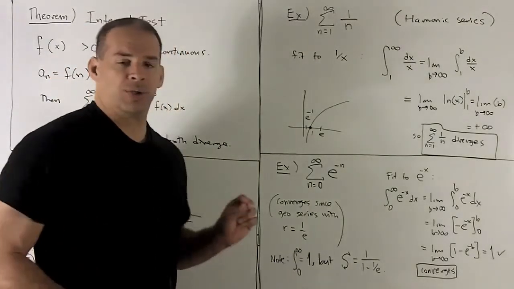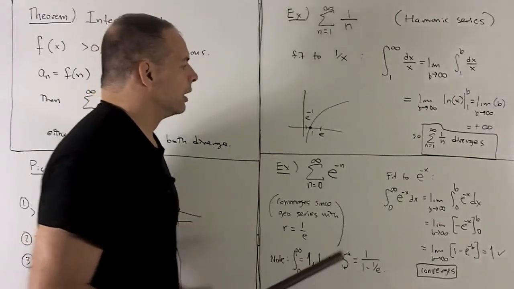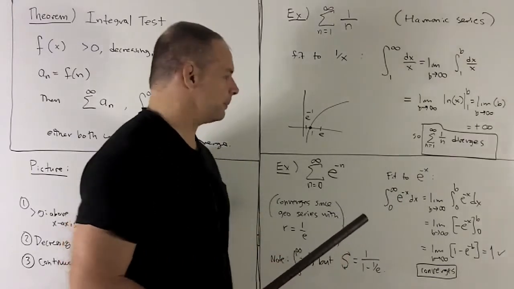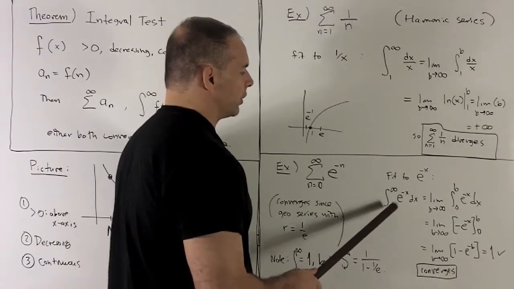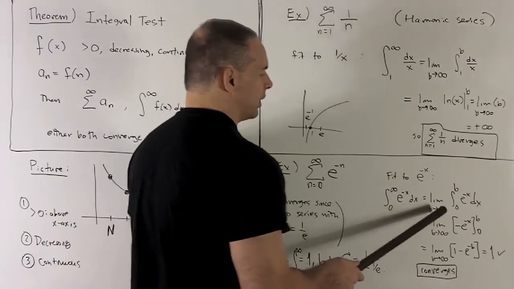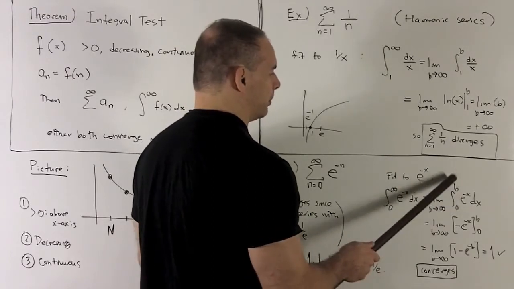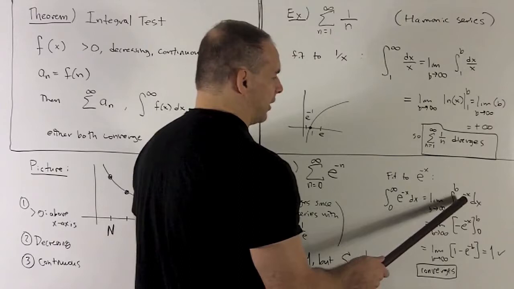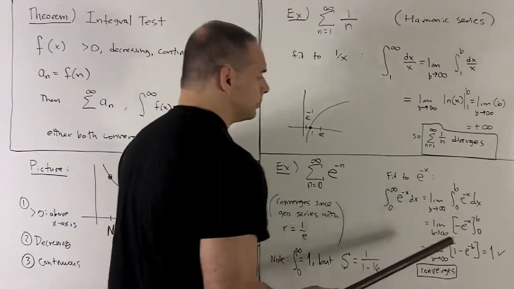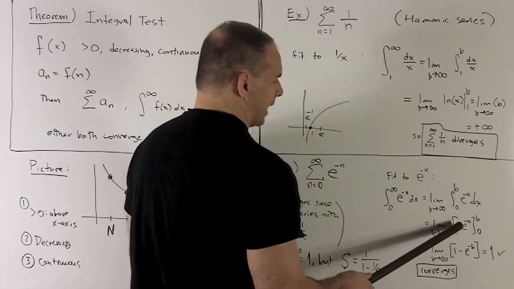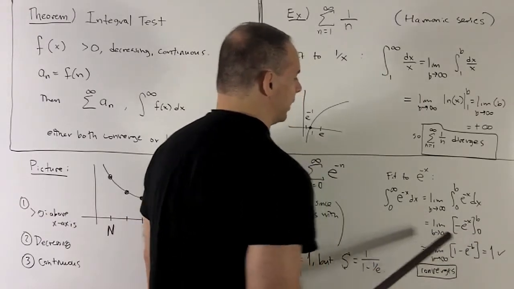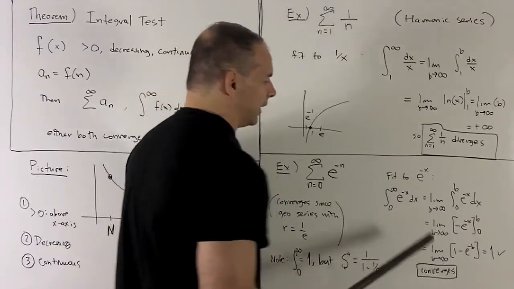So let's do this using the integral test just to verify that. I'm going to fit my sequence to e to the minus x. It's a perfectly good function. We're going to take the improper integral from 0 to infinity of e to the minus x dx. So we rewrite that as limit b goes to infinity, definite integral from 0 to b. And then the antiderivative of the inside is going to be minus e to the minus x. We evaluate at b and 0. That's going to give me minus e to the minus b minus a minus 1, or 1 minus e to the minus b. Take the limit as b goes to infinity.